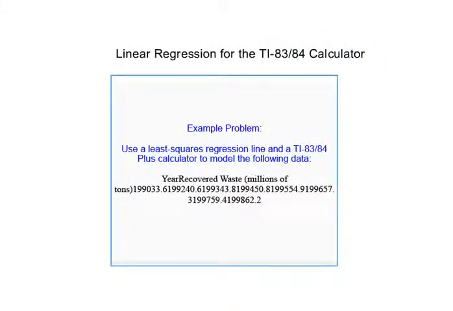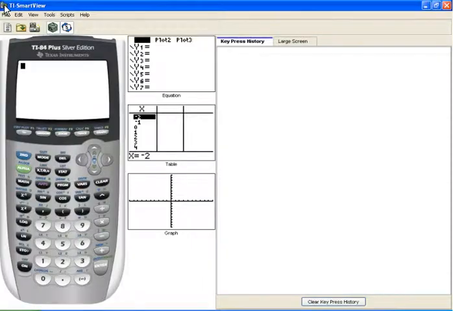In this example, we are asked to use a least squares regression line and a TI-83/84 Plus calculator to model the data in the table. The first step in the process is to enter all of the data.